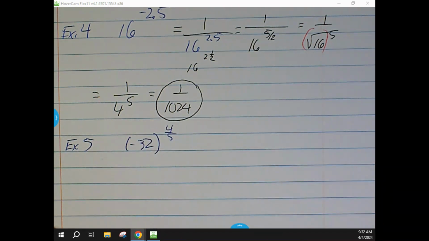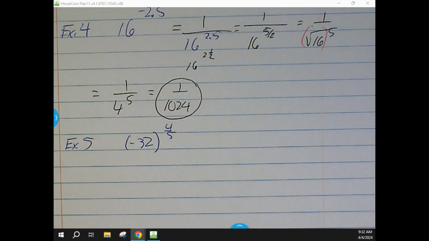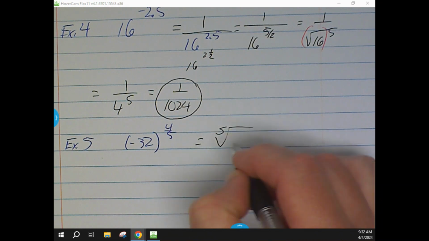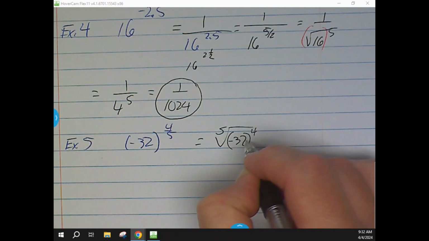All right, let's go negative 32. Haven't thrown a negative number at you yet. So negative 32 to the 4/5 power. Most of these cases, whatever way they give it to you, you probably want to rewrite it the other way. That doesn't really give me a whole lot. I look at this and I don't know what that is. So let's rewrite it as the 5th root of negative 32, and notice the number's in parentheses to the 4th power.